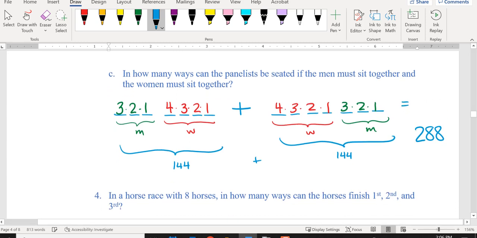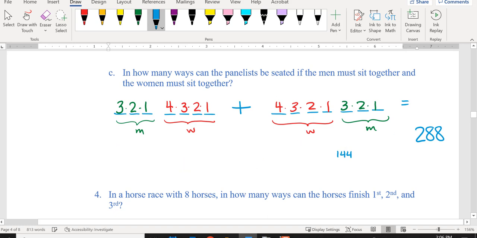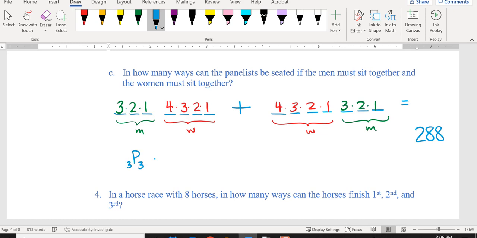Now, if we want to think about it in terms of permutations, this is permutation of 3 pick 3 times permutation of 4 pick 4, or permutation of 4 pick 4 times permutation of 3 pick 3. Again, we get 288.